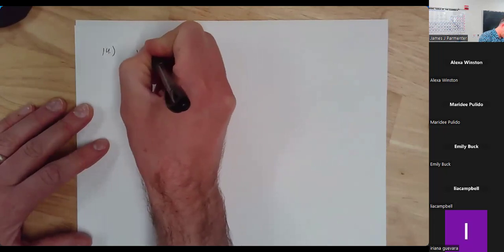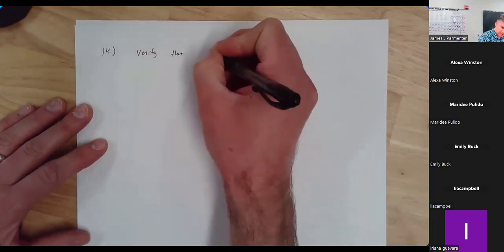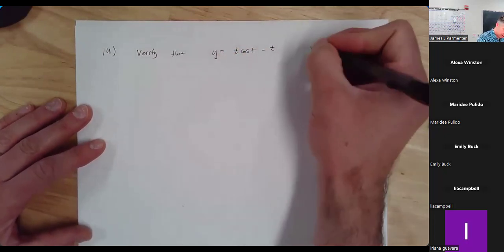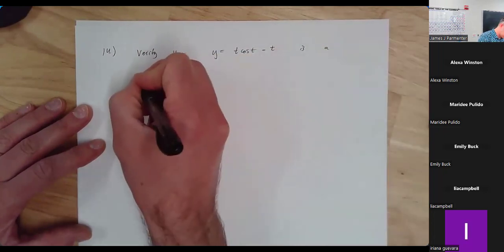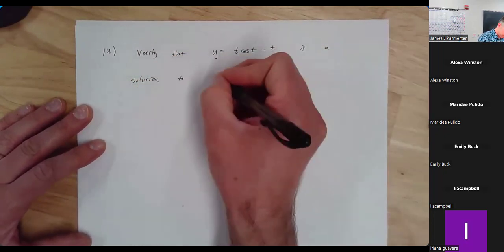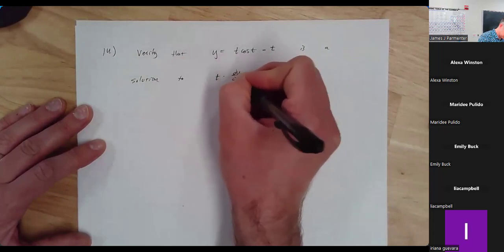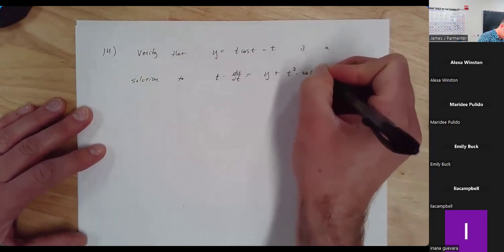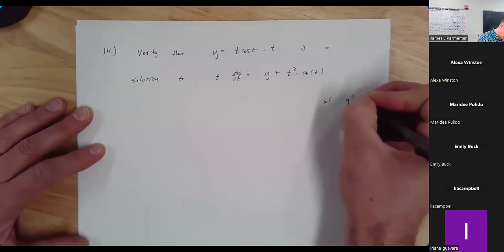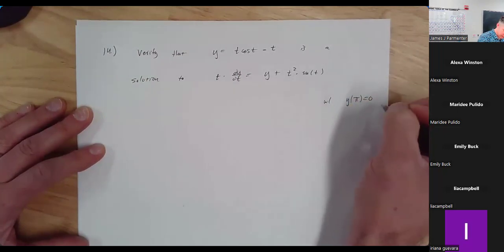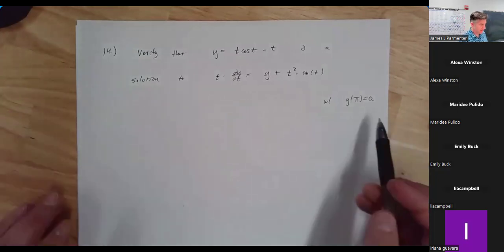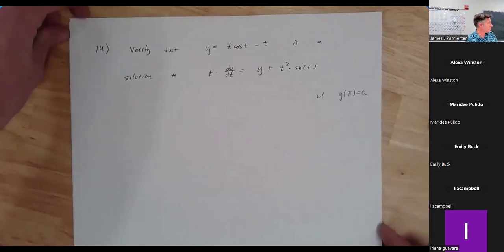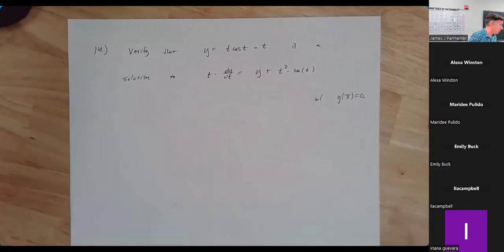14 says verify that y equal to t cosine t minus t is a solution to t times dy dt equal to y plus t squared times sine of t, with y of pi equal to 0 as your initial condition. And as far as I can tell, that initial condition is completely useless in this problem. Just be aware, sometimes you're given extraneous information that doesn't actually help you at all.